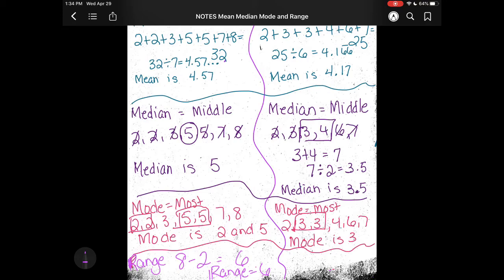Range equals 6. And over here, the range is 7 minus 2. So that's 5. So the range is 5. And there is mean, median, mode, and range.